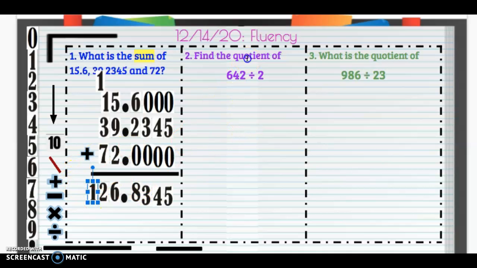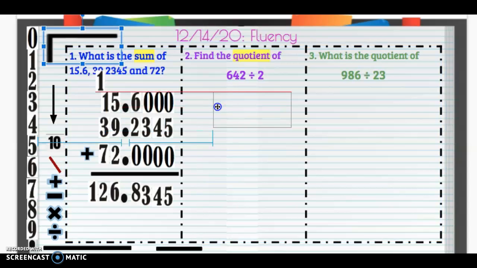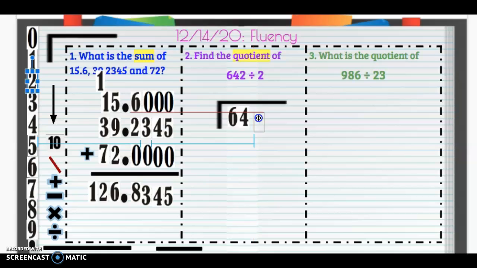Now we have to find the quotient. Well, we know that quotient means that we are dividing. So we're going to divide 642 by 2. So our dividend is our first number and our divisor is our second number.